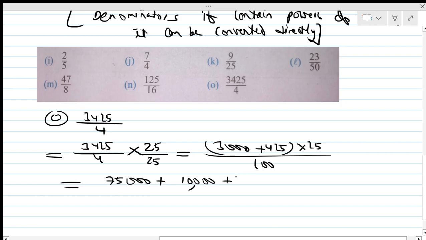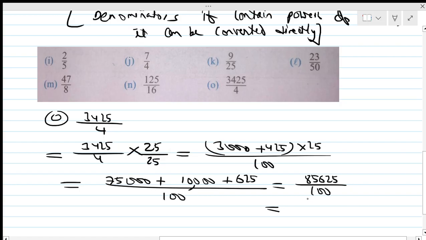And 25 into 25 is 625, and down there is 100. So 75,000 and 10,000 is 85,000, and 85,000 and 625 is 85,625, and down 100. So you see here 2 zeros, so after the decimal you have to keep 2 digits, so it's here 856.25. So that's the thing. So up to number 1, this one we have done here.